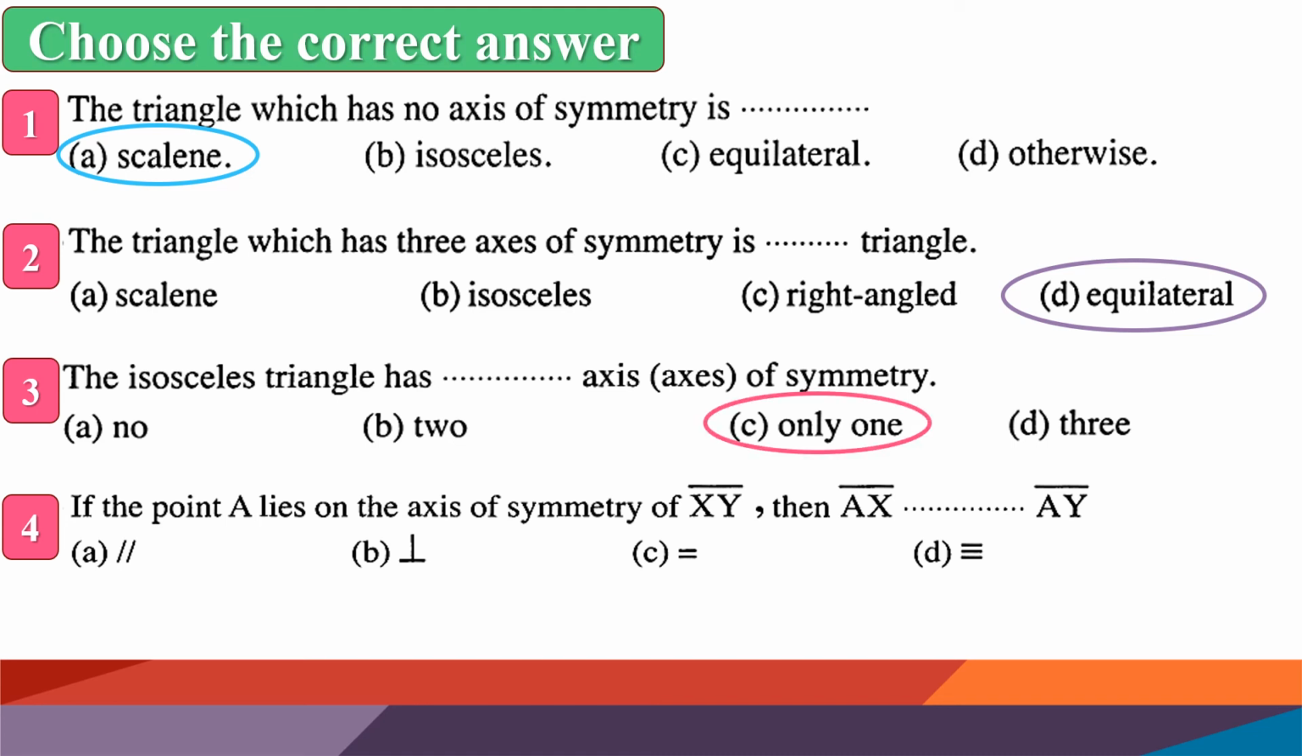If the point A lies on the axis of symmetry of XY, then AX and AY, I will choose congruent because here I have AX as a line segment and AY as a line segment. Okay, pay attention, this is AX as a line segment and AY as a line segment. So I chose congruent, not equal.